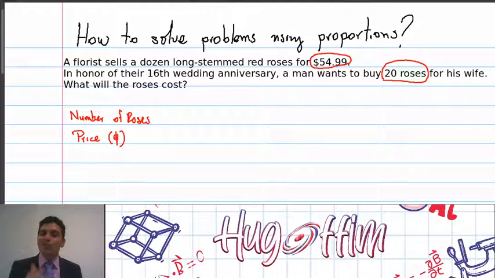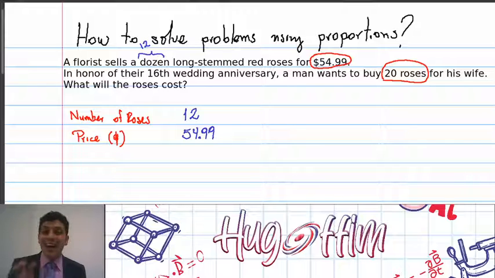So now we're going to use this information, organized in kind of a table, to answer the question. It says that the florist sells a dozen long stem red roses. Remember that a dozen means 12. So in this case, for 12 roses, the price is 54.99. You need to be careful when you read the information, because maybe you feel that it's 1 dozen, but no, it should be 12 because we're talking about number of roses.